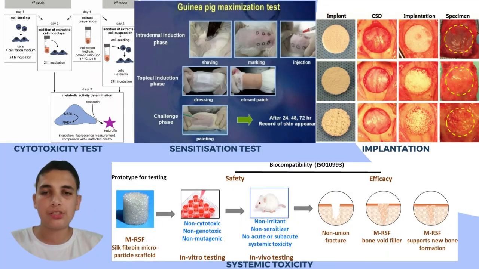Here are some pictures showing the process of each biological evaluation test. As you can see here, the cytotoxicity test, sensitization test, implantation, and systemic toxicity. For the sensitization test, there's an intradermal induction phase, topical induction phase, and challenge phase. And also the process of implantation is the implant, CSD, implantation, and specimen. And for systemic toxicity, there's a test in vitro and in vivo.